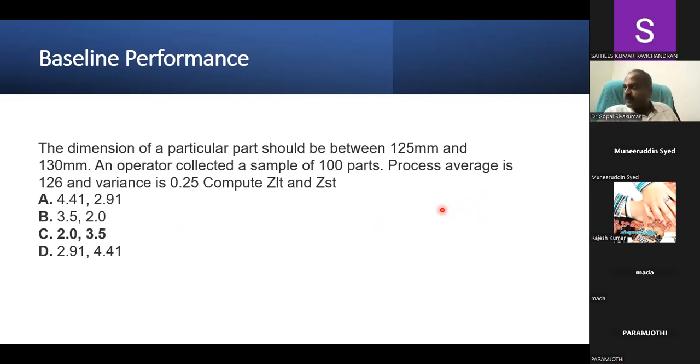Now the dimension of a particular part should be between 125 mm and 130 mm. An operator collected a sample of 100 parts. Process average is 126 and process variance is 0.25. Compute ZLT and compute ZST. Will you be able to work it out? Any one of you?